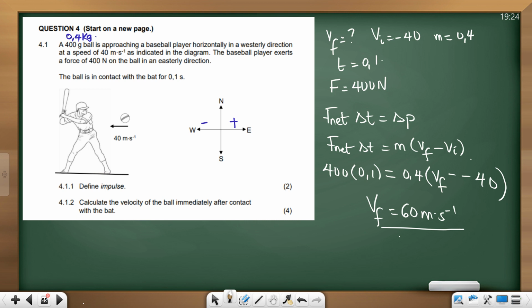Now, it's a velocity, right? Since it's velocity, it has to be a vector quantity. So we need to then say, our positive was what? East, right? So this has to be east.